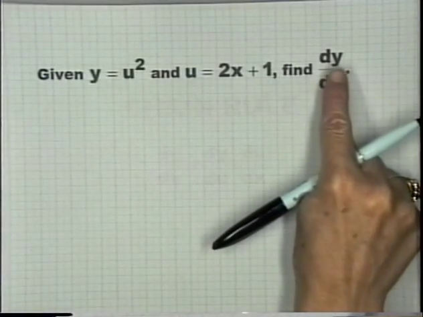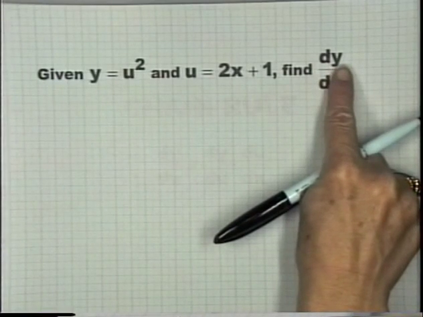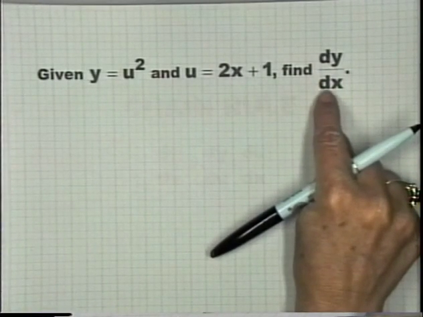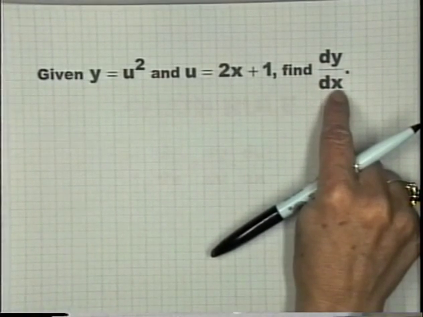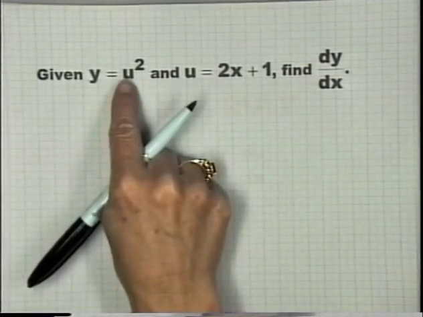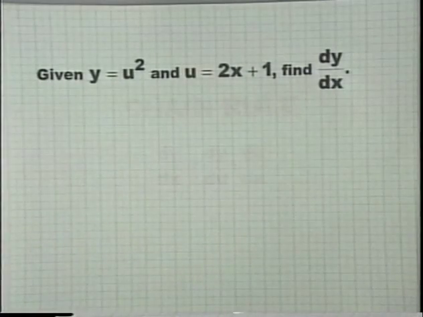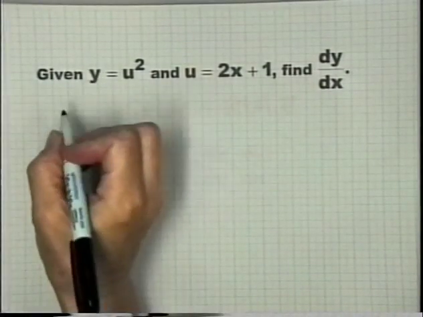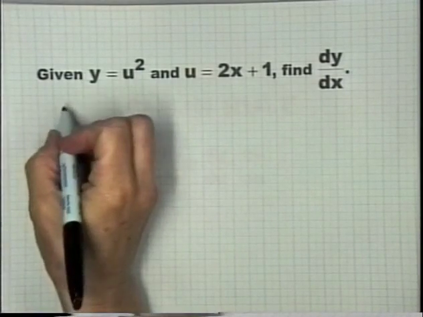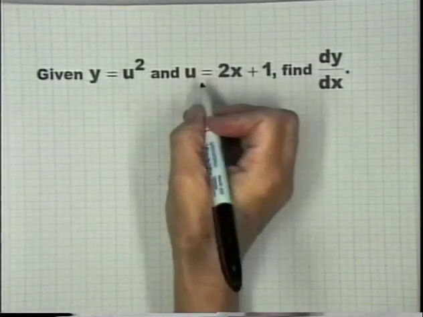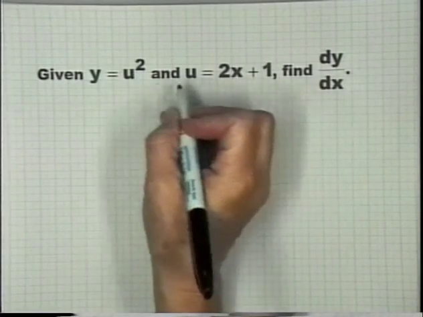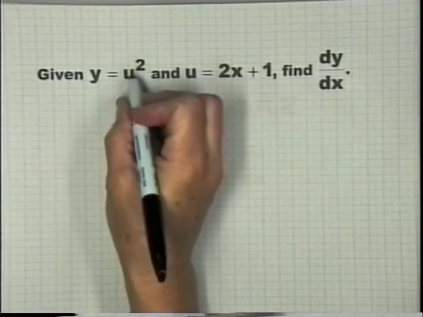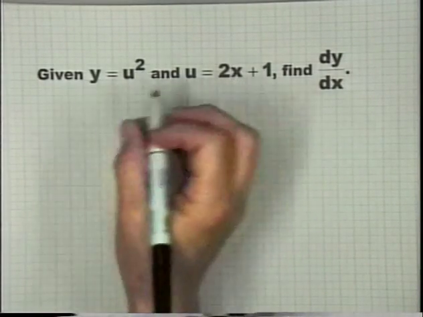And notice we want to find the derivative of y with respect to x. Okay? y is not a function of x here. I'm going to do this problem a couple of different ways, but for now, I'm going to start here, and I'm going to say, okay, if y equals u squared and u is 2x plus 1, I'm going to replace the u here with what it's equal to.